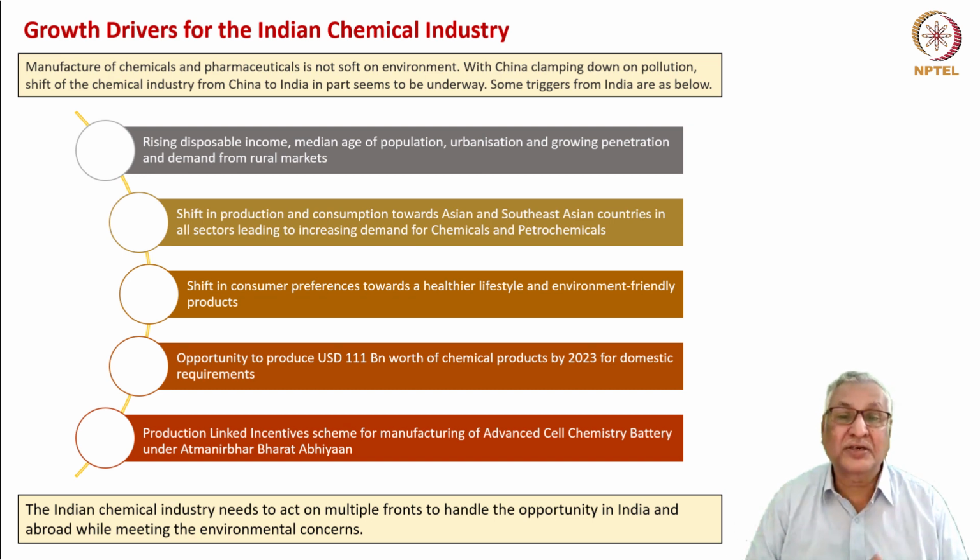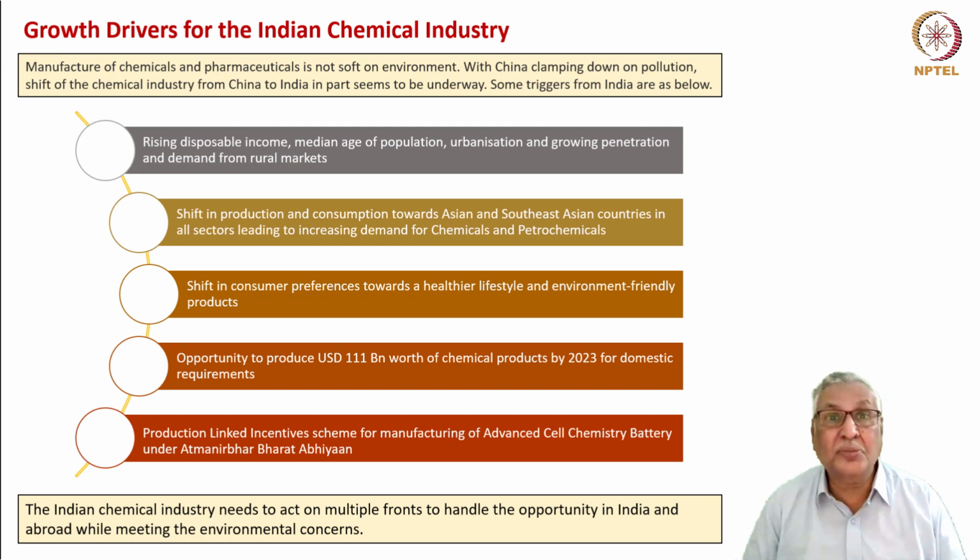Similarly, the shift in production towards Asian and Southeast Asian countries is also going to provide a big boost. People like a healthier lifestyle and environment friendly products. Therefore, the chemical industry itself is likely to be disrupted in terms of more environment friendly products. There is a huge opportunity to produce USD 111 billion worth of chemical products by 2023 for domestic requirements. And the production linked incentive scheme for manufacturing of advanced cell chemistry batteries under Atmanirbhar Bharat Abhiyan is also going to provide a great boost.